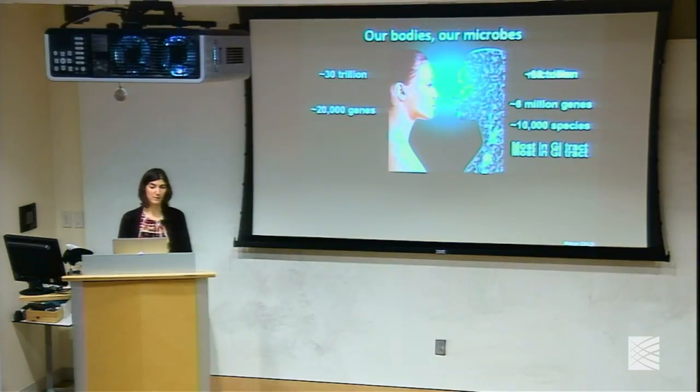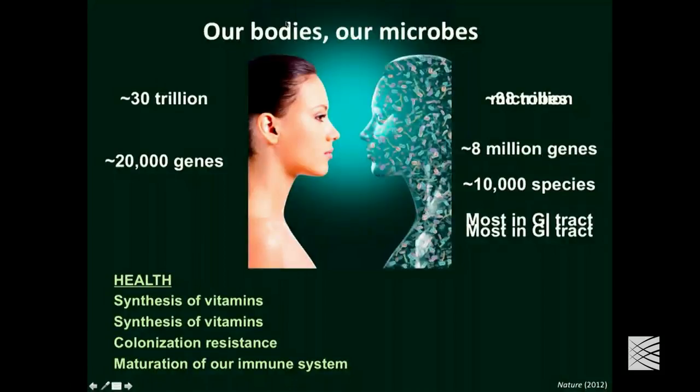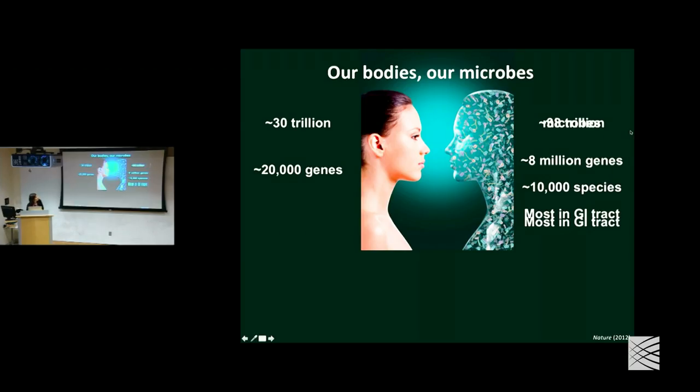Okay, so we have about as many microbial cells in our bodies as human cells. This says 38 trillion in my computer. And most of those bacteria are in our gastrointestinal tract. While our 30 trillion human cells have about 20,000 genes that are encoded in them, in our microbial population, we have 8 million genes. So even though the cell numbers are about the same, the genetic potential of these microbes that are living in our bodies is humongous.